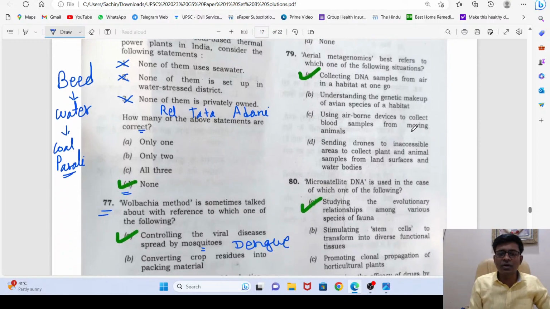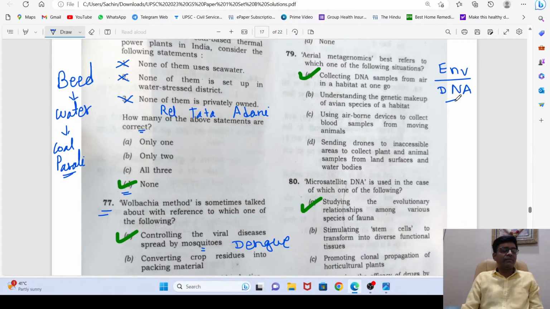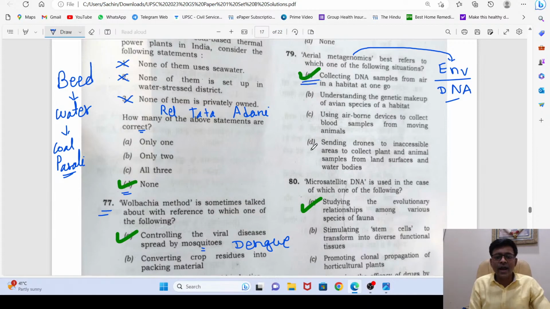Very simple question. From before I predicted this question, but I told it in the form of environmental DNA. So instead of asking directly about environmental DNA, they asked a question on aerial metagenomics, which can be done by using environmental DNA. Aerial metagenomics best refers to which one of the following situations? According to me, answer can be A or answer can be D. Metagenomics means collecting DNA from the environment and performing sequencing. Okay, so answer can be A or D. Here we are going ahead with A.